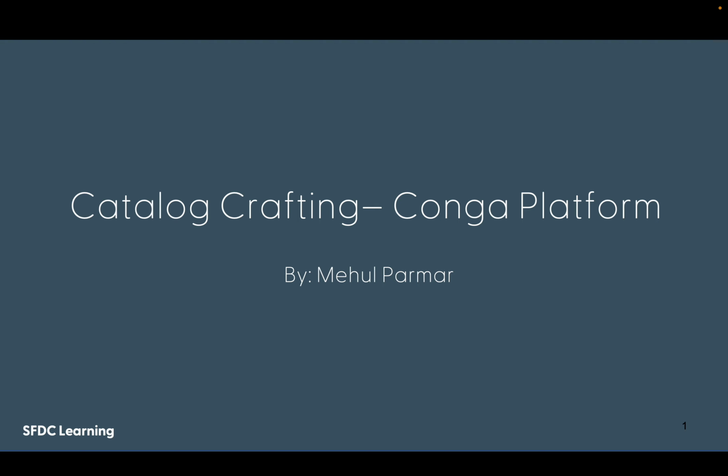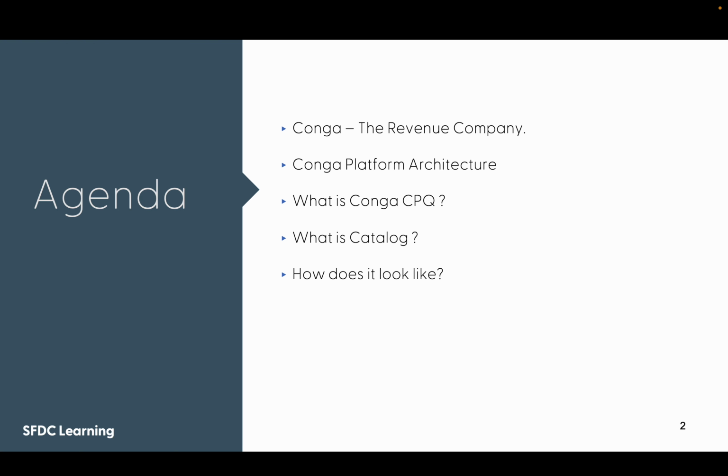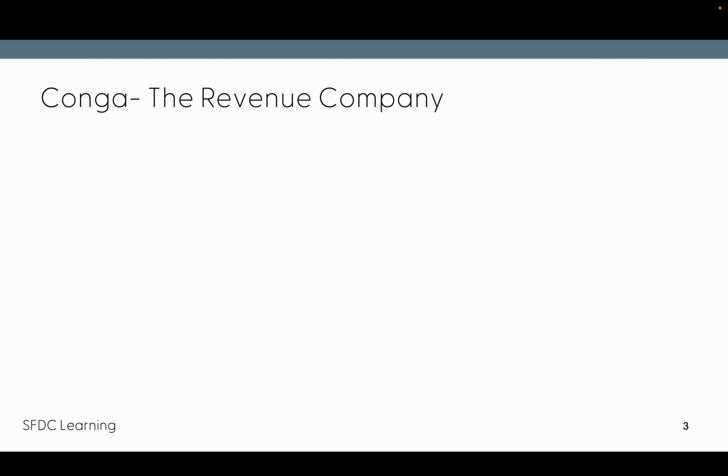The base of any CPQ software is catalog, where you show the products. So we are going to see this catalog crafting using Conga platform today. First of all, we are going to see Conga the revenue company, then the architecture of Conga platform. Then we are going to see what is Conga CPQ, what is catalog in it, how does it look like, and how to set up that.